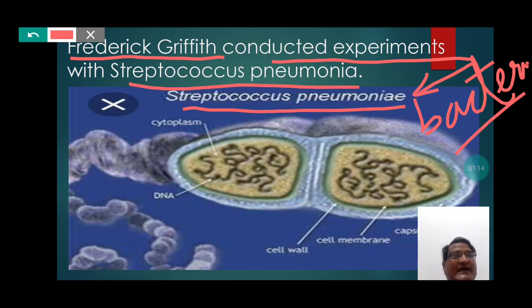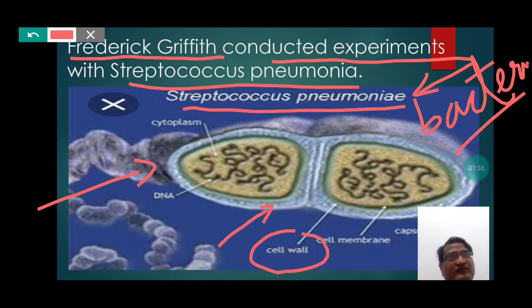Students, we can understand Streptococcus pneumonia with the help of this picture, in which we can notice Streptococcus pneumonia bacteria. So students, Streptococcus pneumonia bacteria has a particular distinct cell wall, which you can notice here. This is the cell wall. It also has a cell membrane, which you can see here, cell membrane.